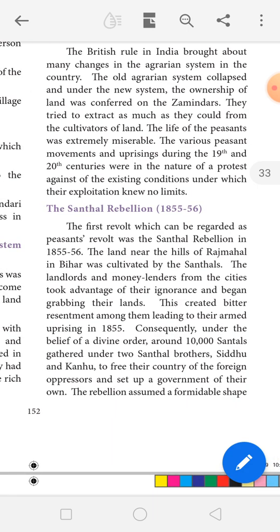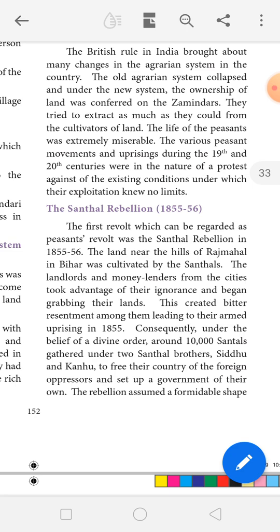So during that time, all the peasants were very innocent. The British government, zamindars, moneylenders, and landlords were planning to grab the lands from the peasants, exploiting the ignorance of the peasants. Those who were paid interest on land began to seize the land from the peasants. So this made them feel bitter, and this situation made them take up weapons against the British government and zamindars.